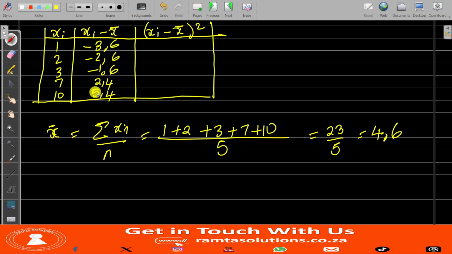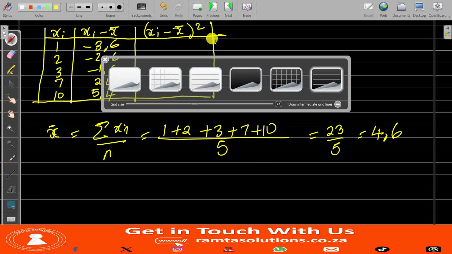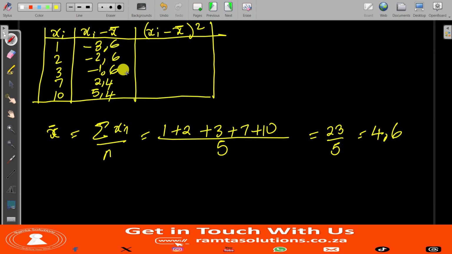Now, what do we need? We need to get the squares of these. I think I can remove these lines now. Let me take this a bit down.